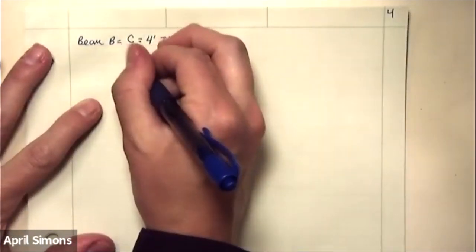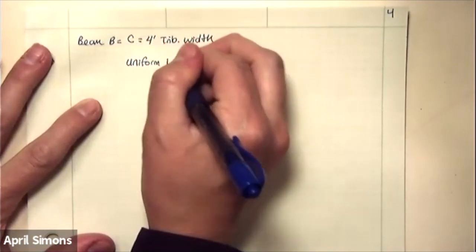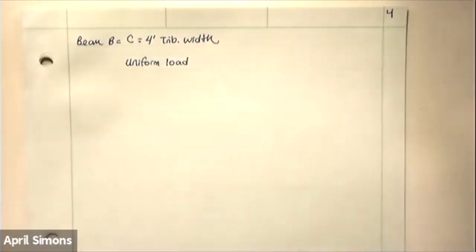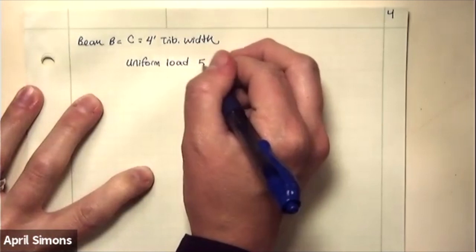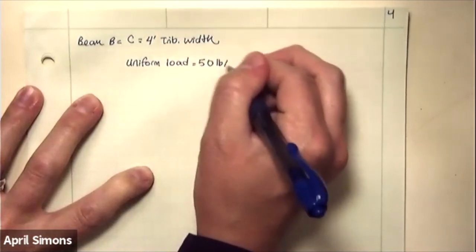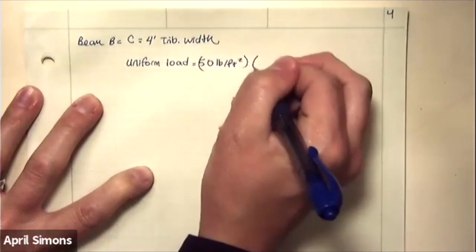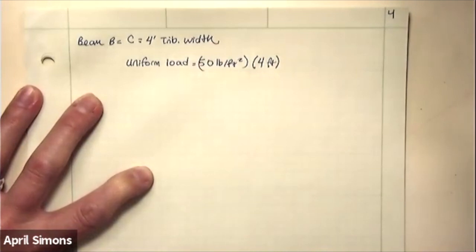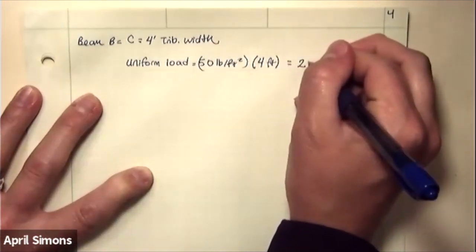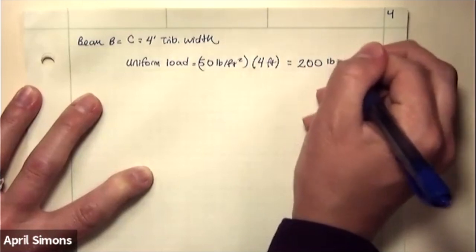Okay, so that gives us a uniform load. When we're going from load on a certain area down to load on a beam or a girder that's a uniformly distributed load like this, we'll always take our given load, 50 pounds per square foot in this case, multiply that by our tributary width, 4 foot in this case. So this is going to give us a uniform load of 200 pounds per foot.